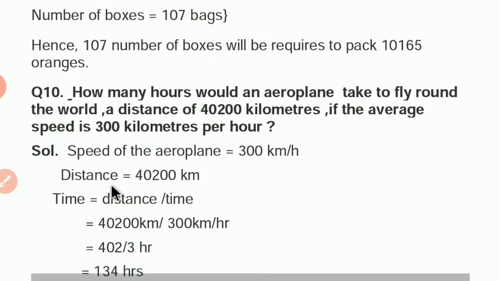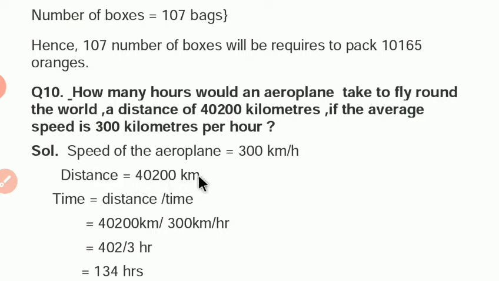So first we'll write from the question the speed of the aeroplane. What is the speed of the aeroplane given? 300 kilometers per hour. Per hour means in 1 hour the aeroplane covers 300 kilometers. In 1 hour it covers a distance of 300 kilometers. And how much distance will the aeroplane cover?